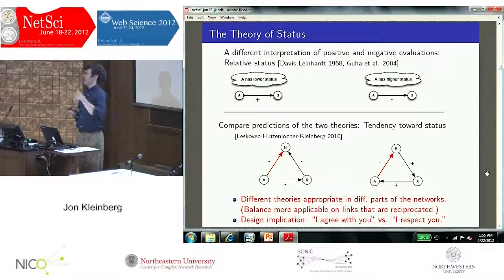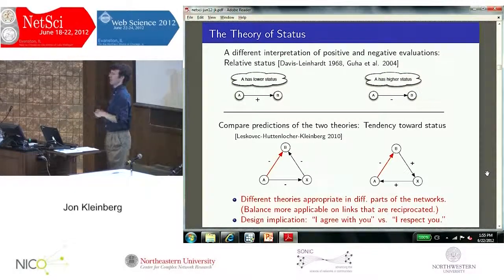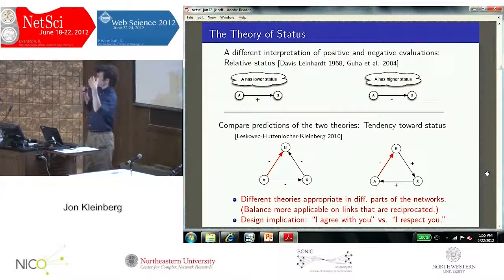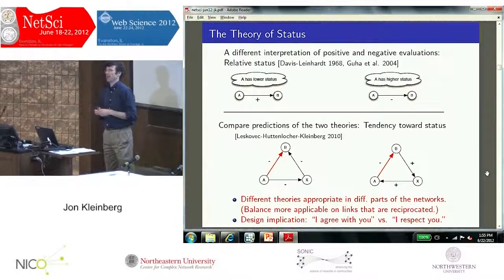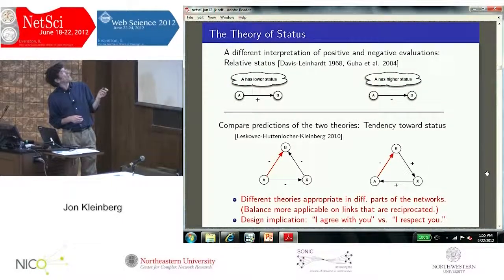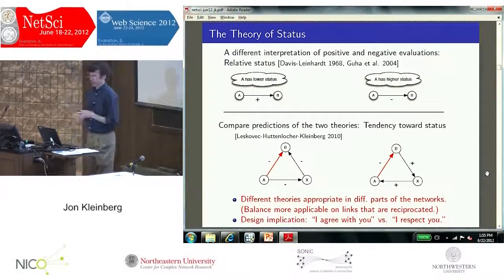It might be that when A links positively to B, A is saying, I look up to B. I feel deferential to B. B is higher status than me. And when A links negatively to B, A is looking down on B. A feels higher status. Now the point is, these are two very different interpretations of what link signs might mean, and they lead to different aggregate predictions.